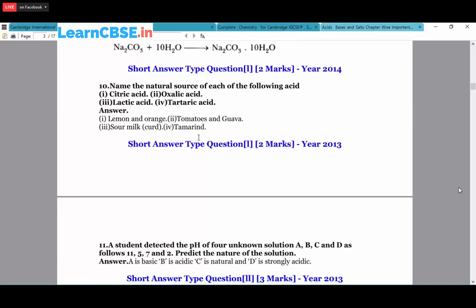So name the natural source of each of the following acids. Citric acid is present in the lemon and the orange. Oxalic acid is present in the tomatoes and the guava. Lactic acid is present in the sour milk, curd. Tartaric acid is present in the tamarind.